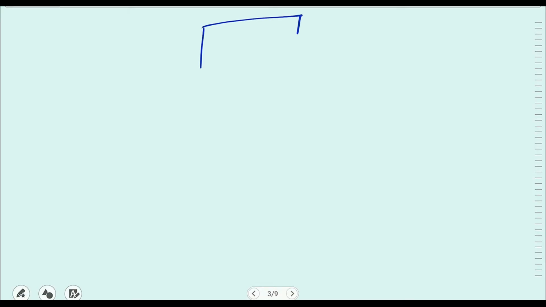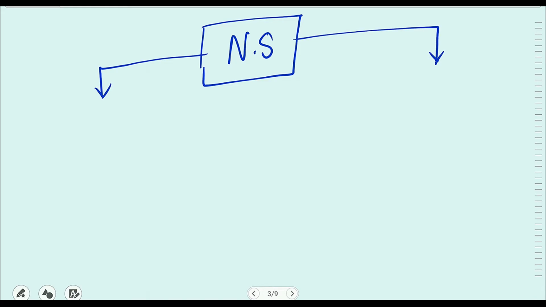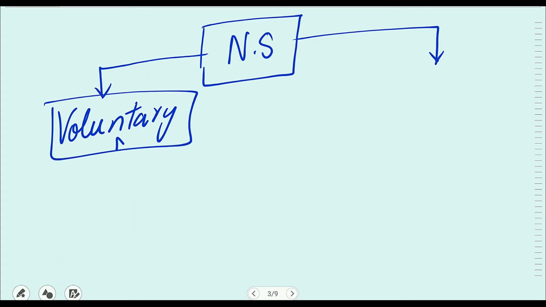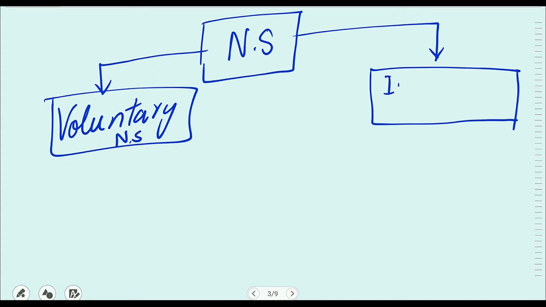And now the next classification of the nervous system. In this, we don't divide the nervous system. We divide the body according to its behavior, according to its response. The response of the body can be voluntary, that is in our control, in our awareness. So the voluntary nervous system, and the response can be involuntary, that is not in our control, not in our awareness.